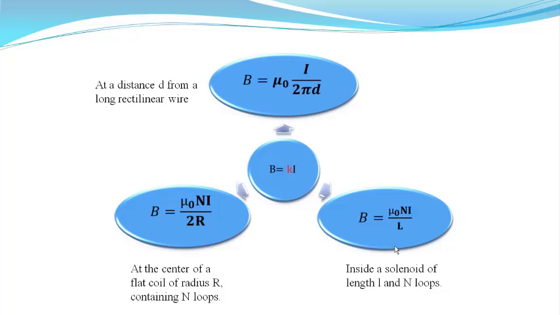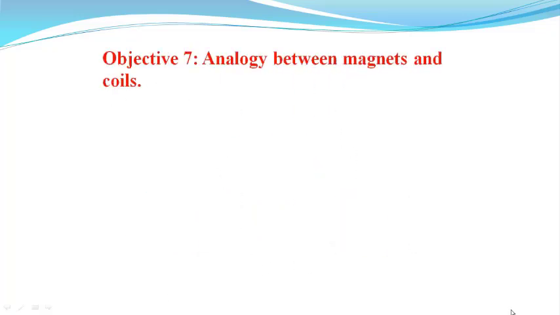Finally, in the case of a solenoid that has a length L and n loops, this is the length L and this is the number of loops, the magnetic field created inside the solenoid is equal to mu0 n I over L. As you notice in these three different formulas, the magnetic field B is proportional to the value of the current I. Now we will start with the analogy between magnets and coils.